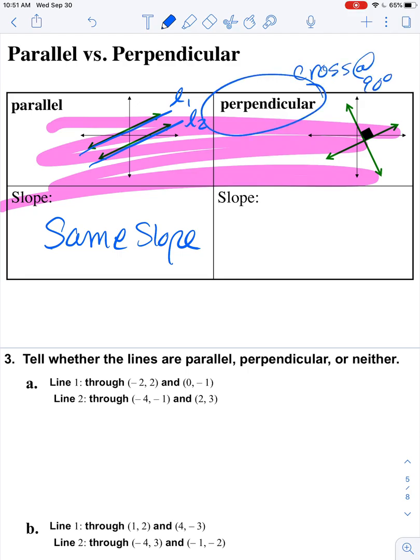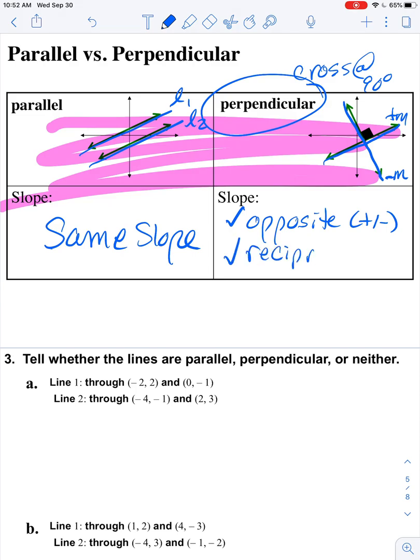In order to be perpendicular, which means that they cross at 90 degrees, that means one of them is going to go up, being positive. One's going to go down, so therefore negative in terms of slope. So here I have to make two changes to the slope. I have to change and make it the opposite. So if one is positive, the other one's negative. And I have to flip it over, which we like to call reciprocate because we like to be fancy in math.